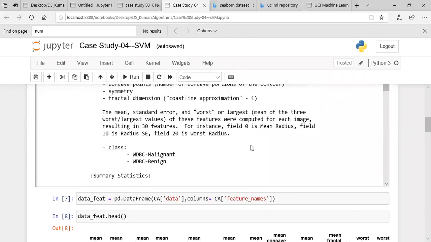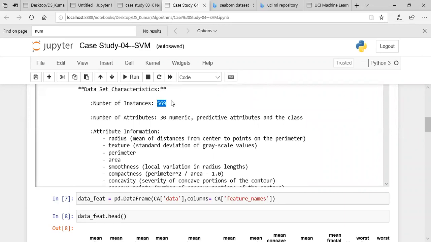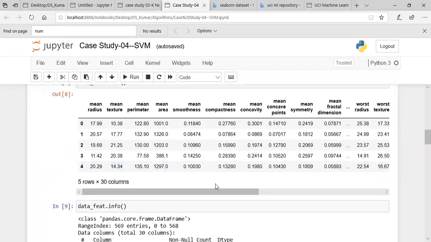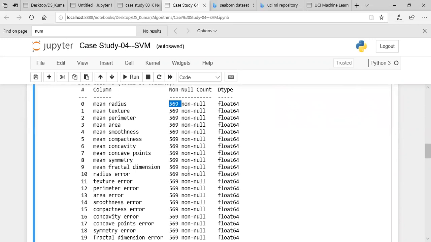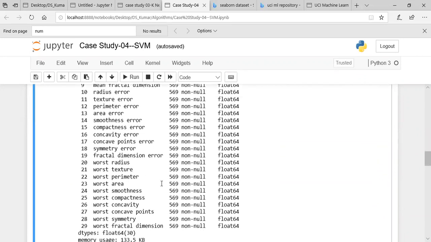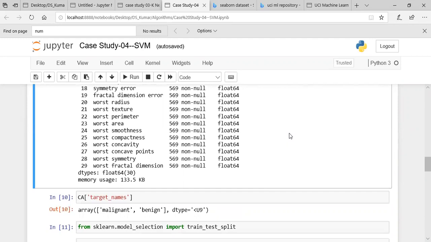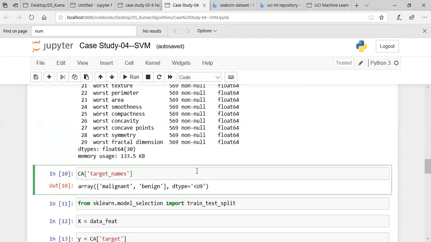We have seen earlier 569, friends. Total number of instances is 569. From this info also we got 569. None are null. All 30 columns I'm having are not null, because this is medical data. Medical data accuracy is very important, friends. There should not be any null values, or we should not go with some kind of scaling. Now directly, if you see the target names, malignant is 1 and benign is 0, meaning the non-cancerous cell and the cancerous cell. That is the target name.